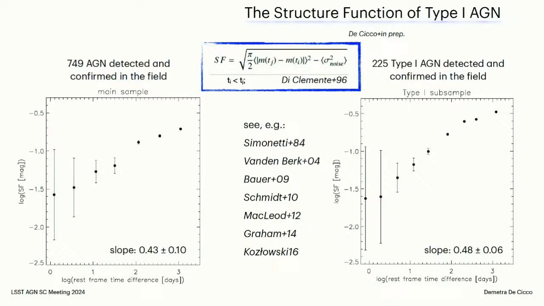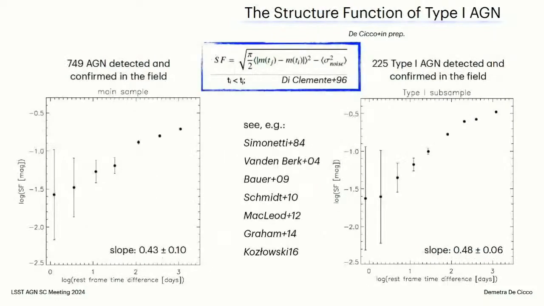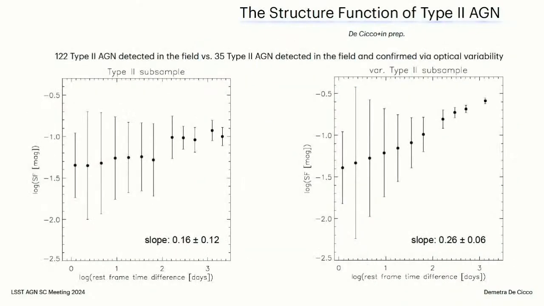This is the definition that we use for the structure function, by the way. And if you look at type 2 AGN, things are even more different. These are all the type 2 that we could find in the field. And these are only type 2 AGN that are also optically variable. Now, here, the slope is basically consistent with 0, while here it's not, but still it is much flatter than what we have here for type 1 AGN. So type 2 AGN seem to be the main responsible for the flattening that we observe in the structure function.